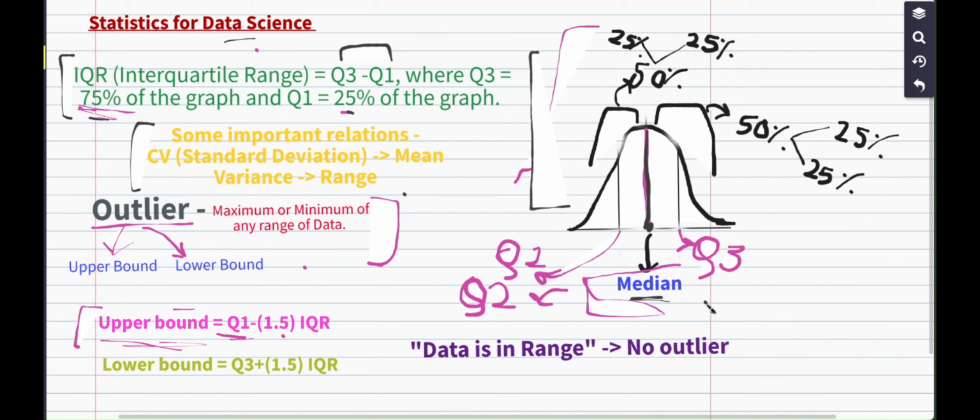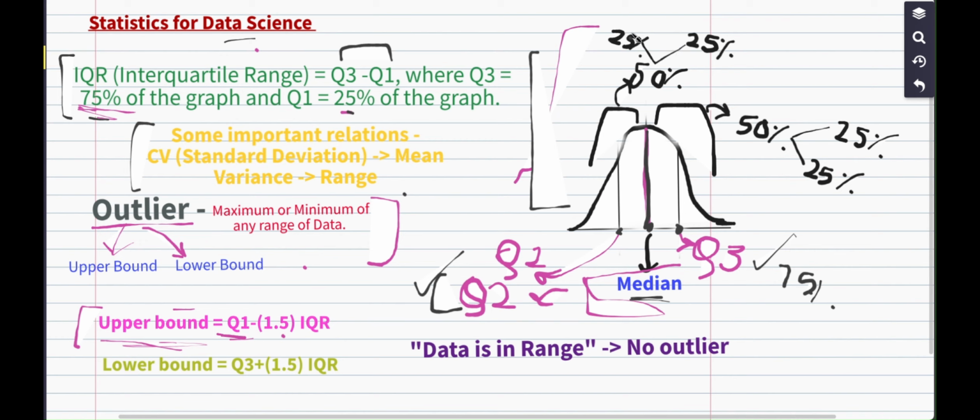When I say that Q3 is the 75th percentile of the graph and Q1 is the 25th percentile of the graph, what is meant by that? If you see this rough sketch I made, we can see that it has a middle point that is known as the median. Median means the middlemost value, and in the next formulas the median will be denoted as Q2.